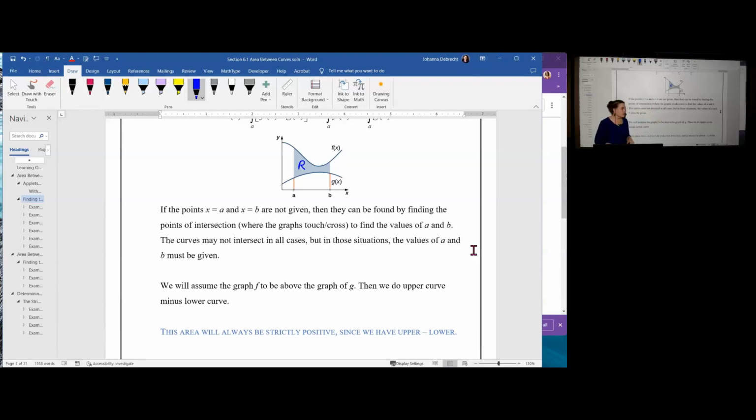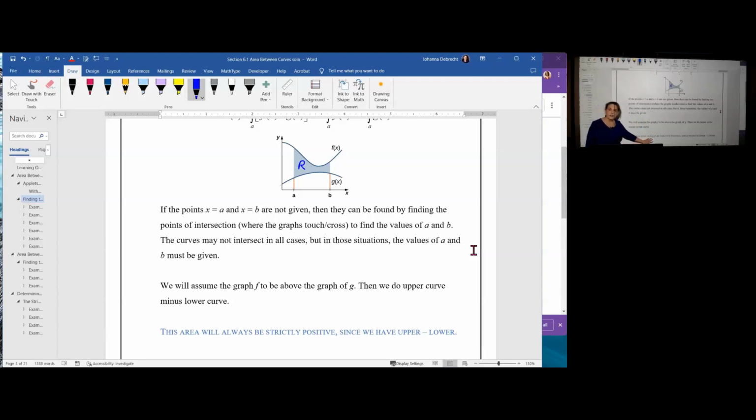Curves may not intersect in all cases, but in those situations, if they don't intersect, you have to be told the interval over which to find the area between the two curves. If it's not a case of intersection, you have to be told what A and B are. We're going to assume that f of x is always above the graph of g of x. Now, obviously, which one's f and which one's g is totally arbitrary. It could be g above f. But we'll simply make it our habit to let the upper function be f and the lower function be g.